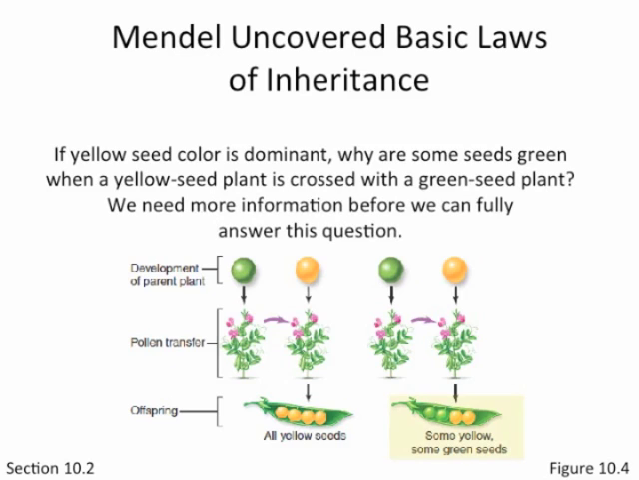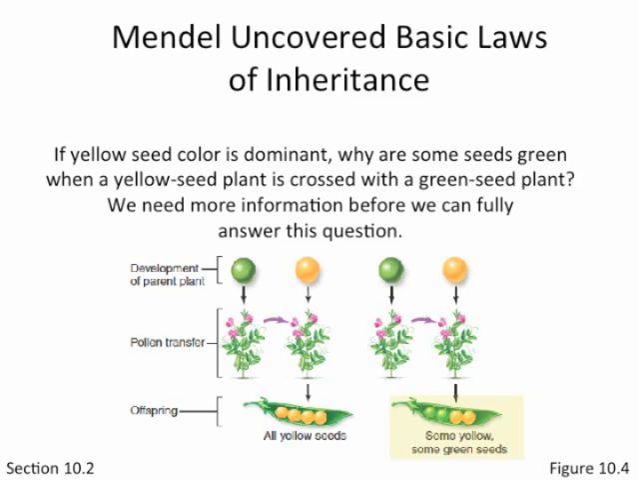Okay, so the question Mendel had, so he could see things like this. He said, well, if yellow seeds are dominant, why are some seeds green when a yellow seeded plant is crossed with a green seeded plant? In order to understand that, we need to know a little bit more information before we can answer that question. So it makes sense that green crossed with green gives you green, yellow crossed with yellow gives you yellow, and maybe yellow crossed with green gives you yellow if yellow is dominant. But why can you have yellow crossed with green give you green and yellow? That's what we're going to get into next.